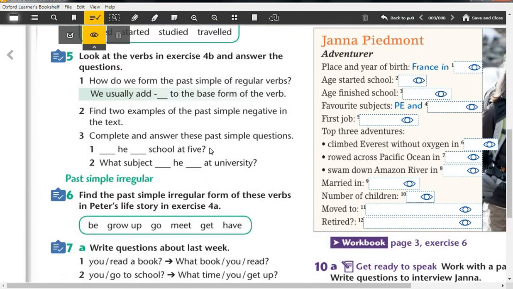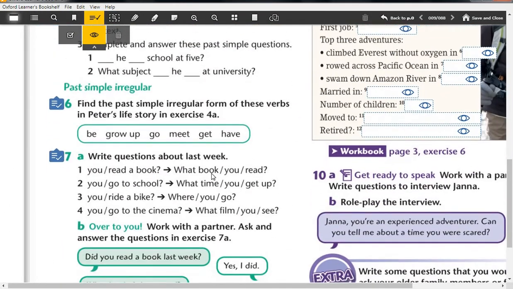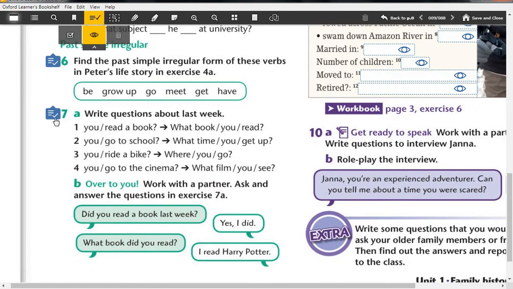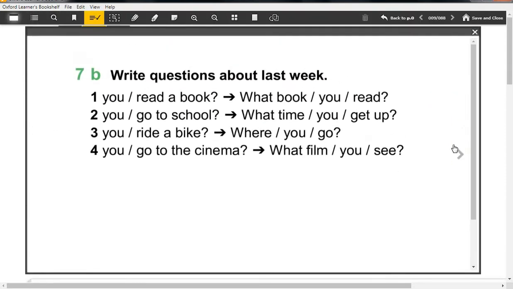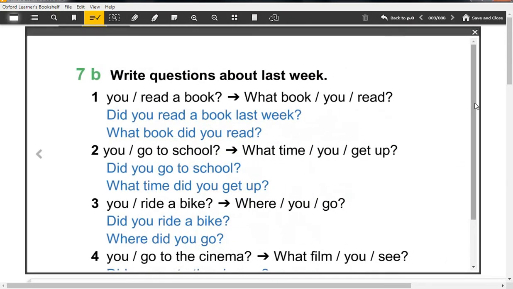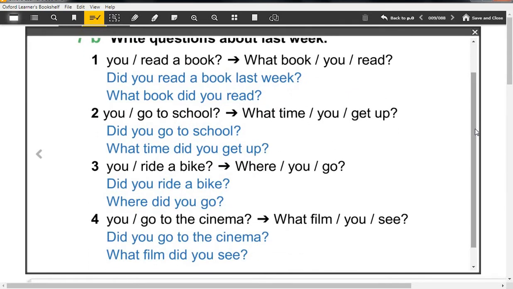Okay, let's go ahead. Now write questions about last week. Let's look. There are the forms and we wrote it on the notebook. The questions are like this. Did you read a book last week? What book did you read?